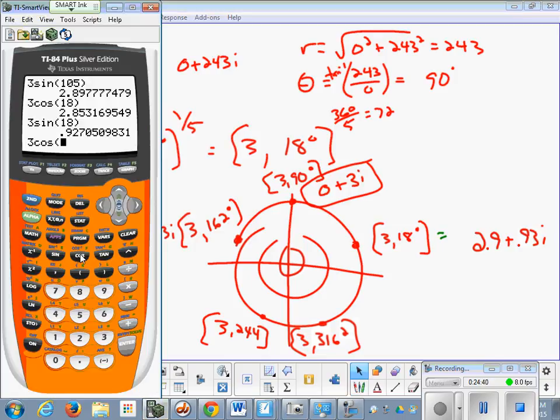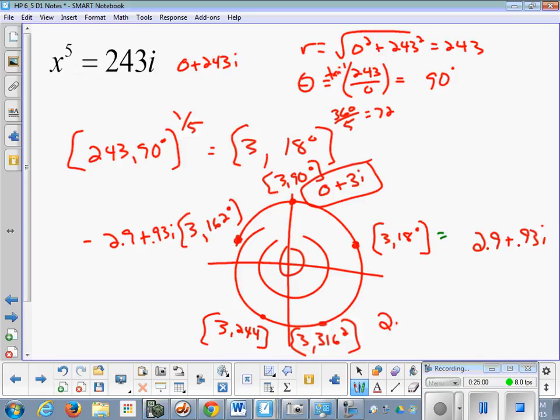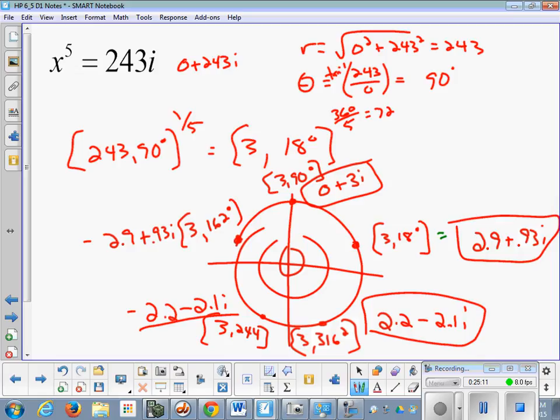306, 3 cosine 306 is 2.2, 3 sine 306 is negative 2.1. So I got 2.2 and negative 2.1. So this is 2.2 minus 2.1i, and this is negative 2.2 minus 2.1i. 1, 2, 3, 4, 5 solutions. All right, good luck. Thanks for watching.